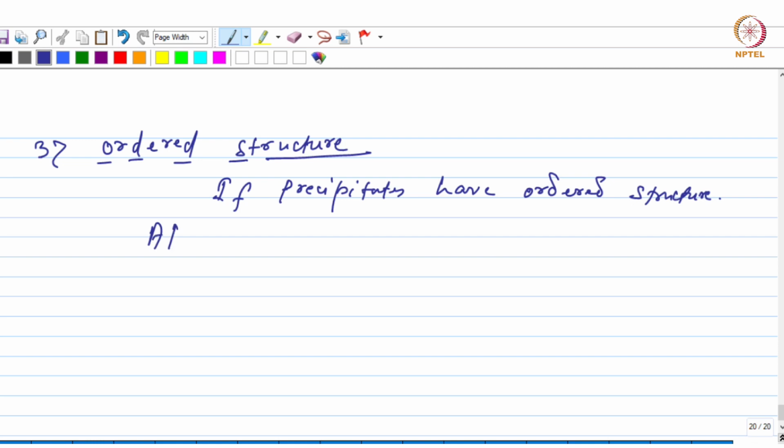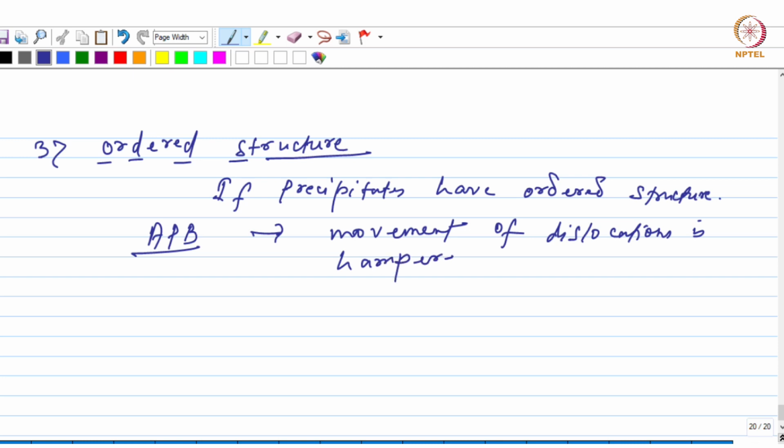Antiphase boundaries will come due to the ordered structure, and we have seen that movement of dislocations through the APBs is difficult. And as a result of that, the strength increases. And the strength increment in this case is given by this particular equation.